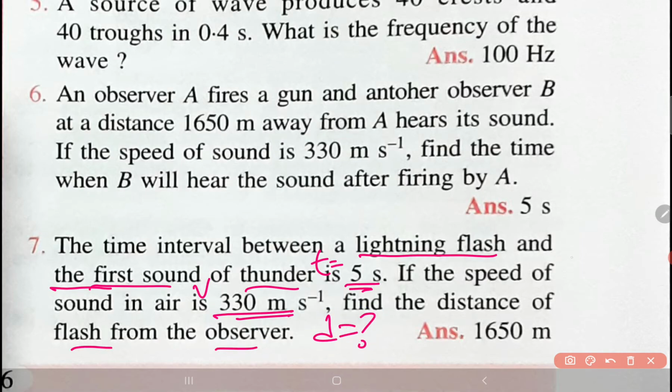So simply using v equals d upon t, we can find the value of d. Please try number 7 by yourself. It's somewhat like number 6. Only the thing which you need to calculate is different. So let us go to the next number, which is number 8.